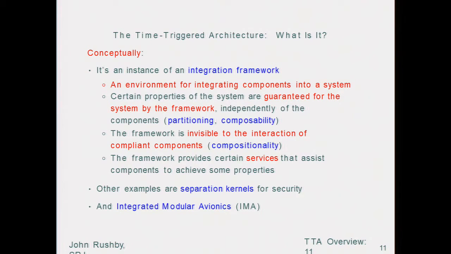That the framework is invisible to the interaction of compliant components, so you can do independent design. Remember, one of the goals is to have the tier 1 suppliers do their own design in such a way that when you integrate, you maintain the properties of a single component. And so that is this architecture. It guarantees that this is the case. Now, integrated modular avionics is a way in which today, for example, Airbus and Boeing airplanes are designed. And it's called integrated modular avionics just because of this composability issue. And in fact, the backbone uses this time trigger architecture.